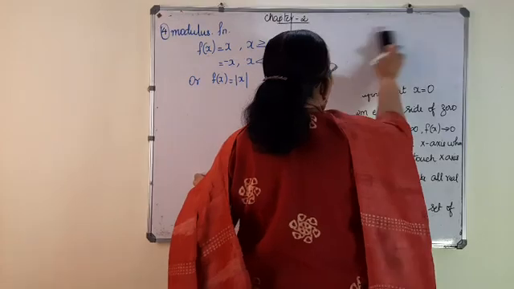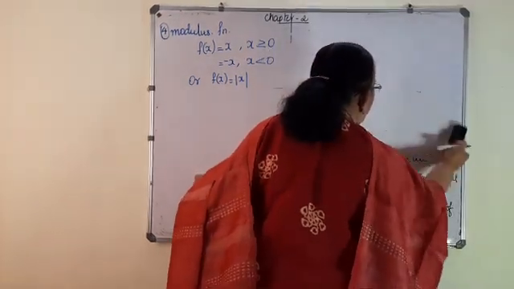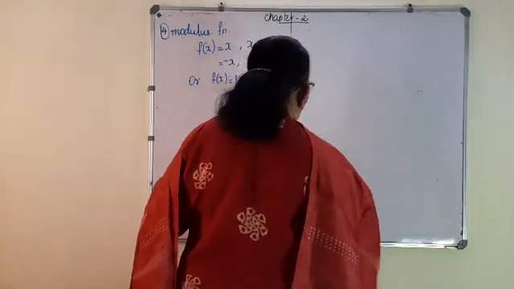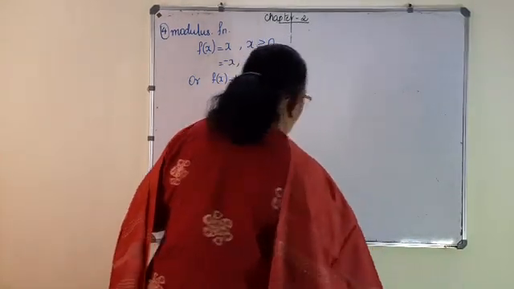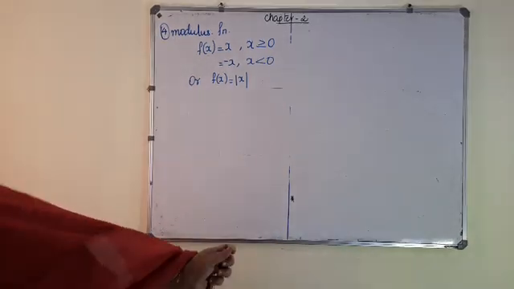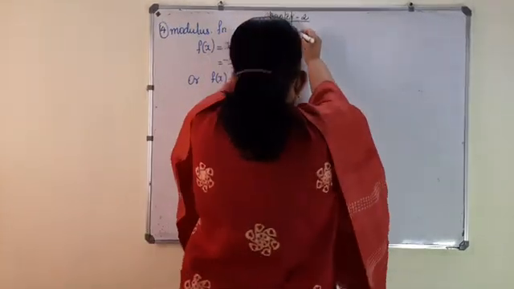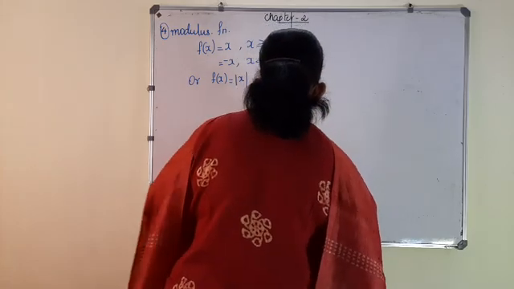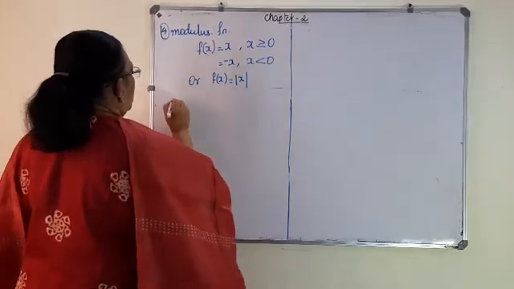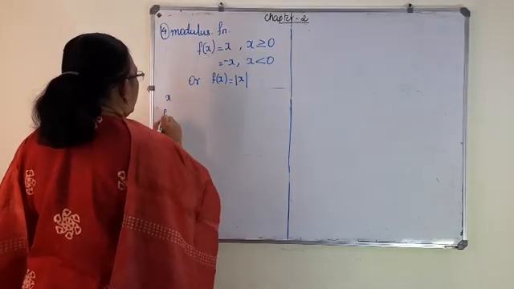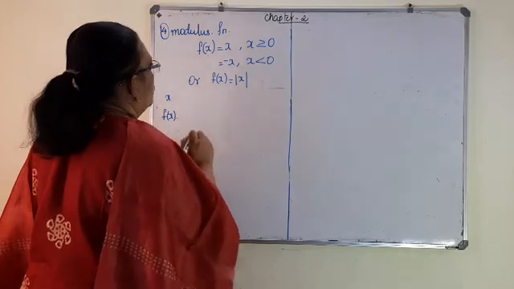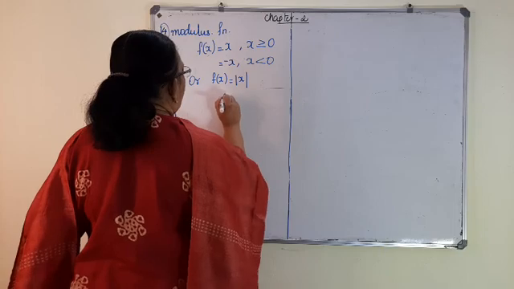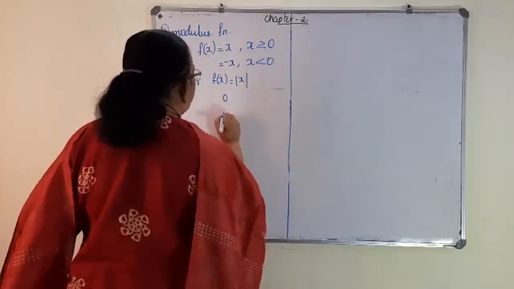Now we have to check the domain and the range of the function, and what will be the shape of the graph. This is the standard form of the graph. Now, on plotting the graph, when x is equal to 0, f of x is equal to 0.